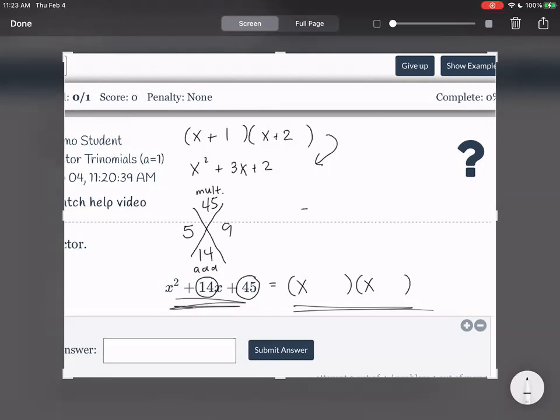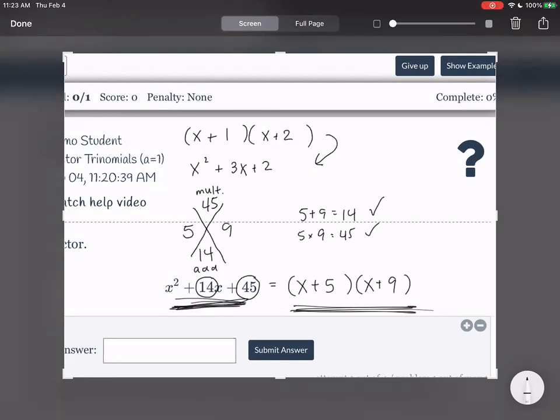Okay, so let's double check. 5 plus 9 equals 14. That works because we wanted it to add to 14, so that's good. Let's check, does 5 times 9 equal 45? 5 times 9 equals 45. Yeah, that works. So then what do we do with the 5 and the 9? Literally this: plus 5 plus 9, because it was a positive 5 and a positive 9. So when you put your standard form into factored form, it turned into x plus 5 and then x plus 9. That's where these two numbers went. Okay, so we've successfully factored it.